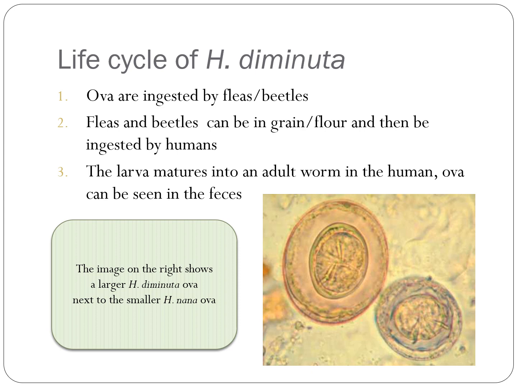The larva matures into an adult worm in the human, and the ova can be passed in the feces, and that would be the diagnostic stage. As you can see, the image on the right shows a larger Hymenolepis diminuta ova next to the Hymenolepis nana ova. Hymenolepis diminuta is quite a bit larger than Hymenolepis nana, and you can compare the two because Hymenolepis diminuta is on the left and Hymenolepis nana is on the right.